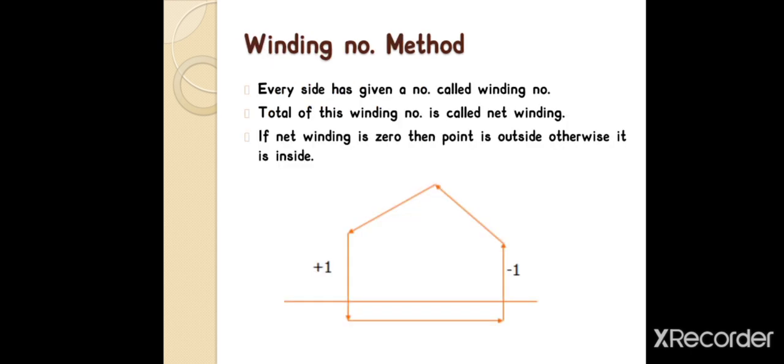Second one is the winding number method. Winding number method means what? Here, just like your even odd method, we have to give every side a number which is called the winding number. Total of this winding number is called the net winding. If the net winding is 0, then the point is outside, otherwise it is inside.